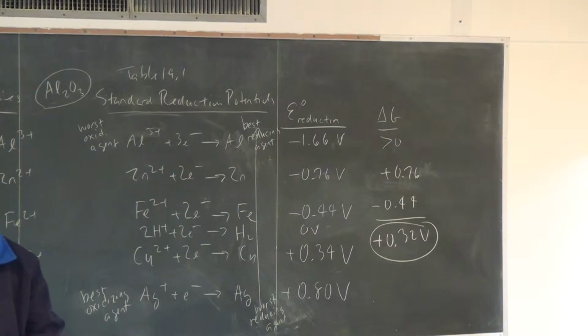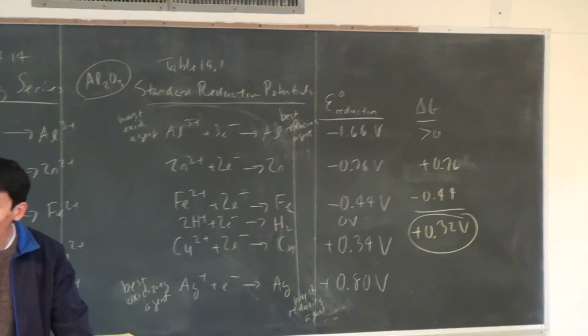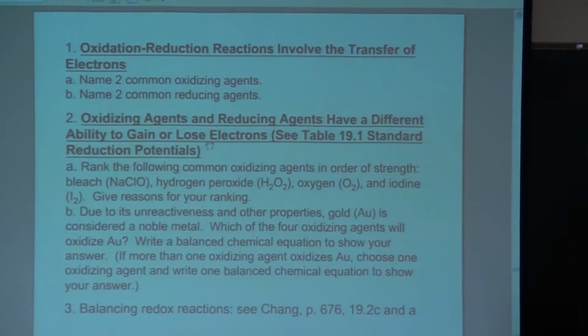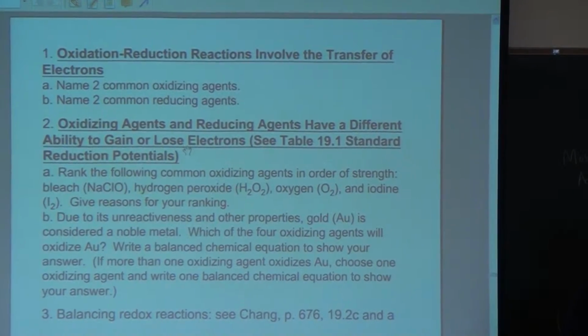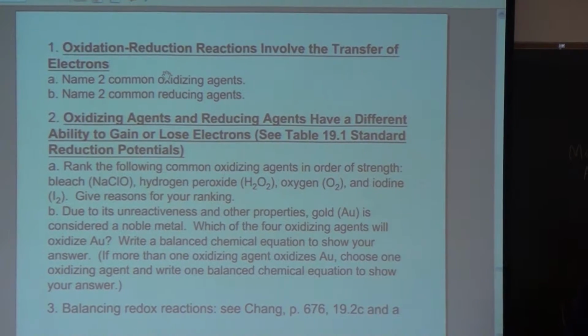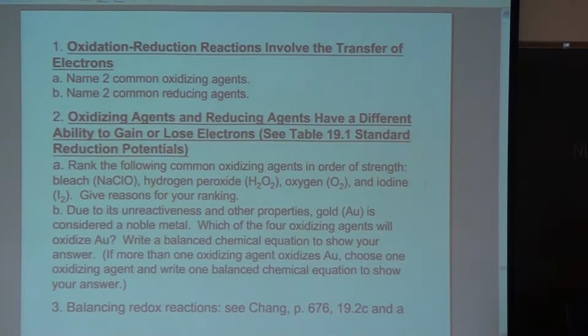Okay, so we'll do more of this in lab. Let's do this slide on Thursday, because we'll look at table 19.1 again to figure out oxidizing agents, reducing agents. But let's review this slide.